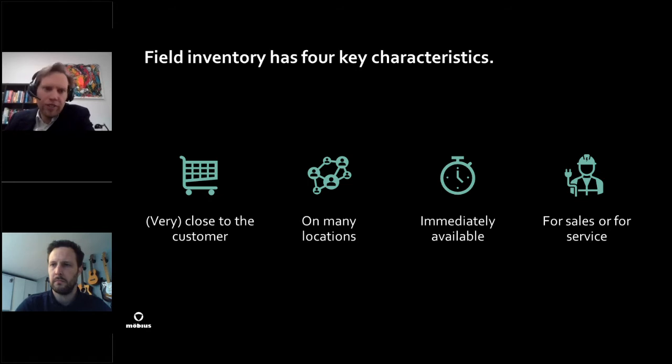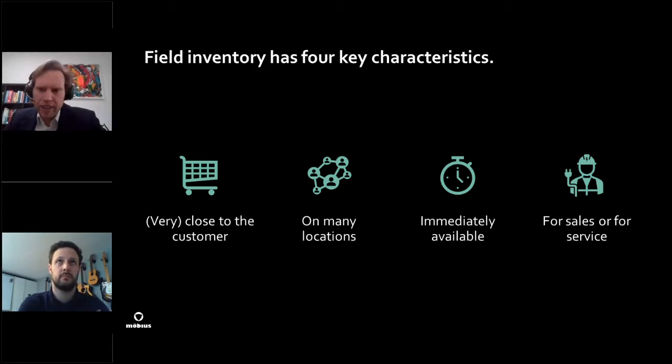For us, field inventory has 4 main characteristics. The first one is that field inventory is very close to the customer, or even at the customer. So in some cases, we can consider field inventory as being consignment stock, but it can also be stock that is within the day close to the customer. That's one aspect that characterizes field inventory. The second aspect is that very often it is dispersed over many locations.